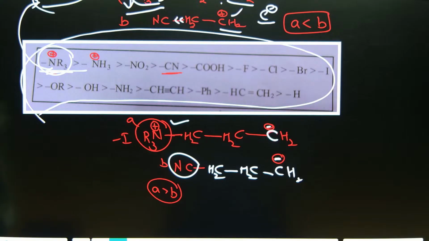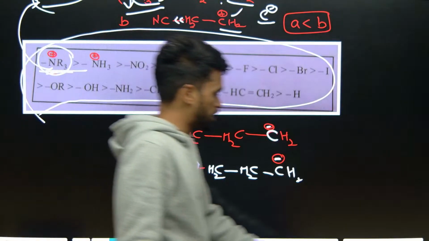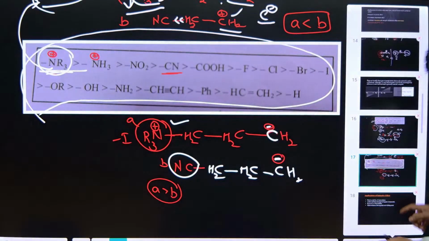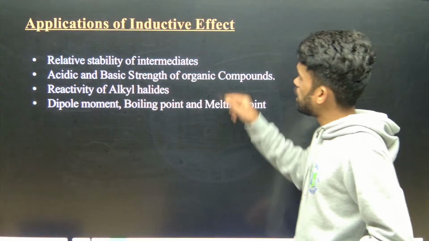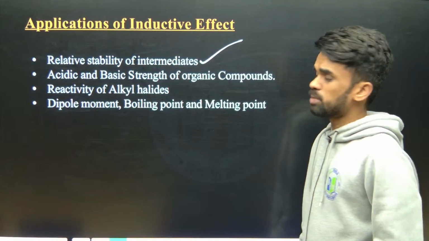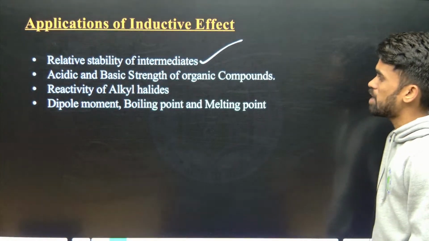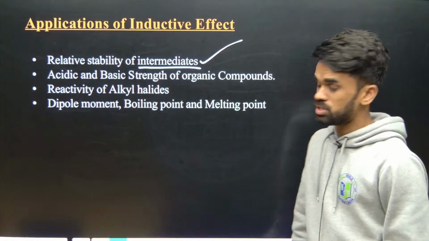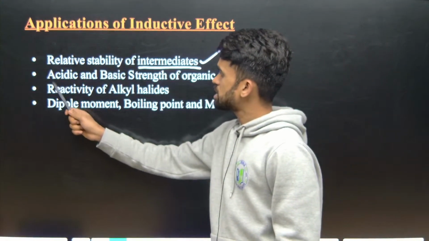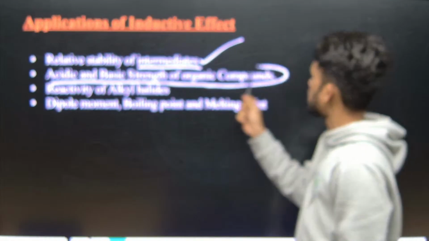Then next, in a similar way, we have a few more applications to discuss for this inductive effect. What I discussed till now, we have discussed the relative stability of carbocations and carbanions. Those are nothing but intermediates during the chemical reactions. And next we have acidic and basic strength of organic compounds. So what is this acidic and basic strength?